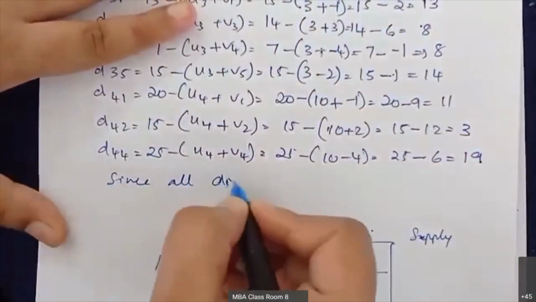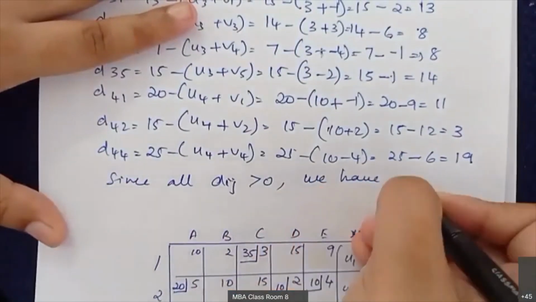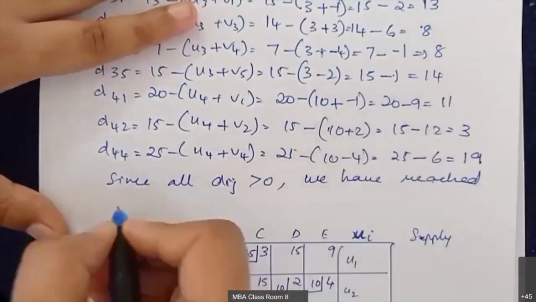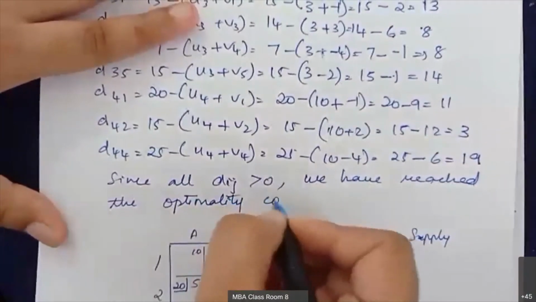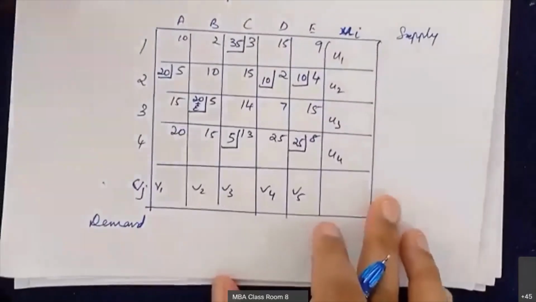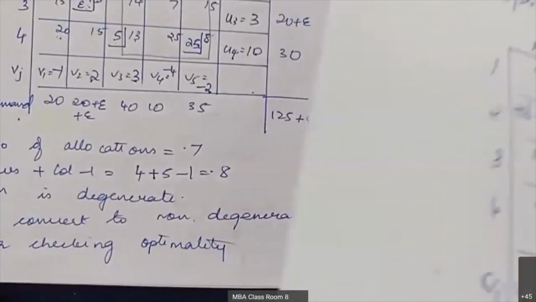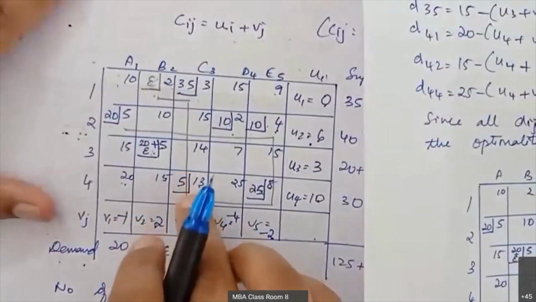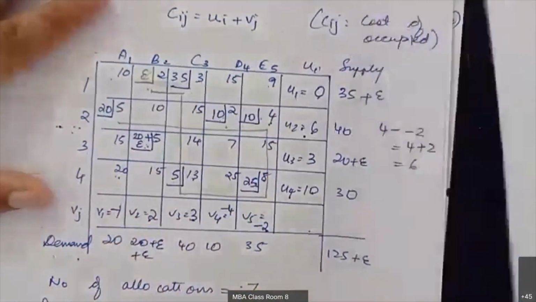Since all Dij are greater than 0, we have reached the optimality condition. Since we have reached the optimality condition, now what we need to do is calculate the total cost. Here the total cost we will find from our previous table. The previous table was this one. This table was our just previous table. So from that table we have to calculate the total cost.